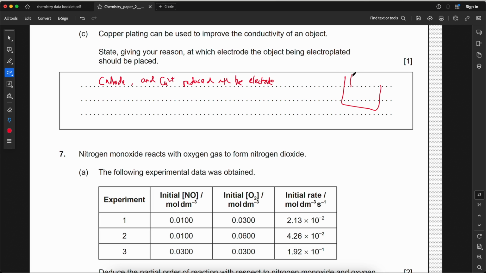So this is the electrode, and then this, for example, is the object, let's say a key. The electrons will be produced here and move towards here, and it will collect the mass from the electrode here. Because it gains electrons, it should be the cathode, because the cathode experiences reduction, which is gaining electrons. So always the object that is going to be coated should be placed at the cathode, and the one that will lose electrons will be at the anode.